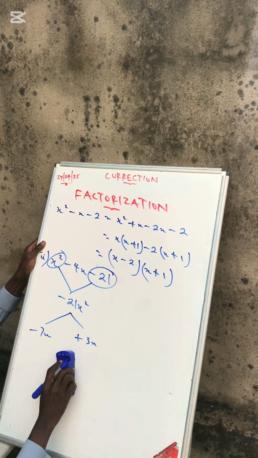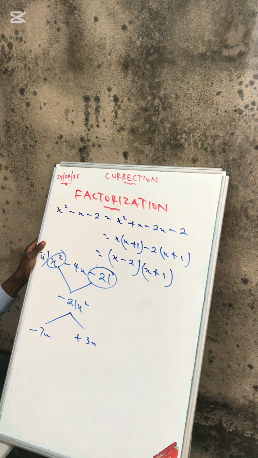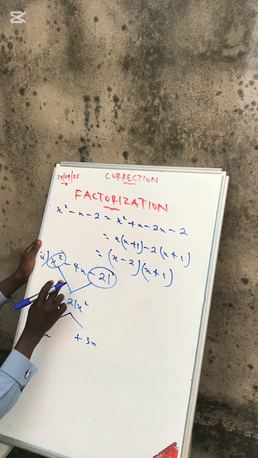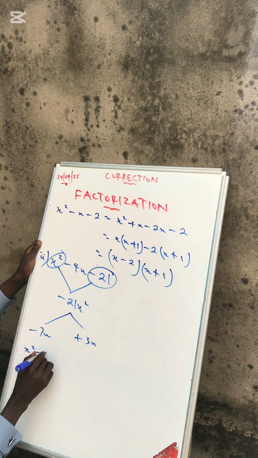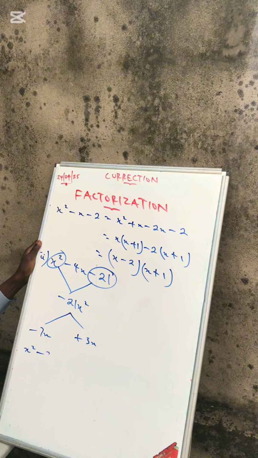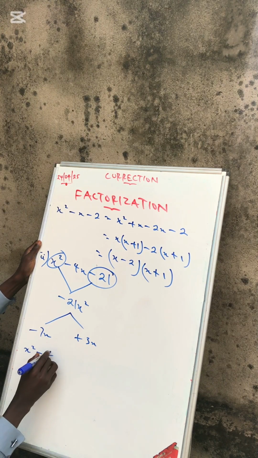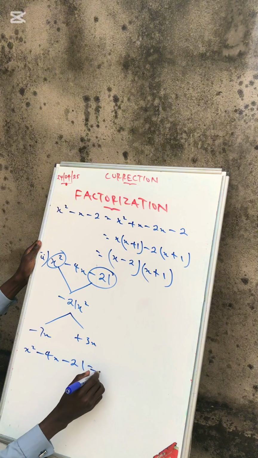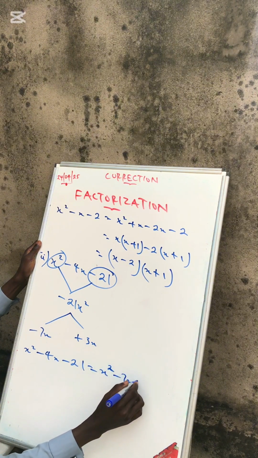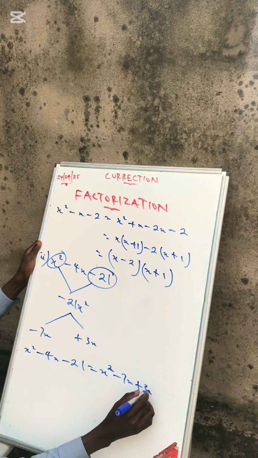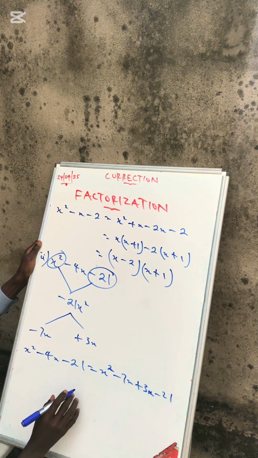Beautiful. Now let's go. So what does that mean? Instead of writing minus 4x, you write minus 7x plus 3x. Let me write the question first. That means x squared minus 4x minus 21 is equal to what? X squared minus 7x plus 3x minus 21. Do you understand? Yes. And that's equal to what?